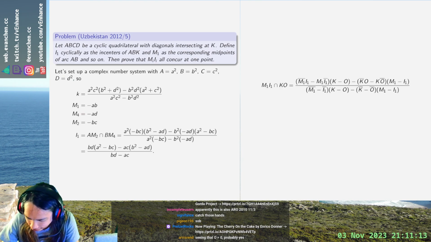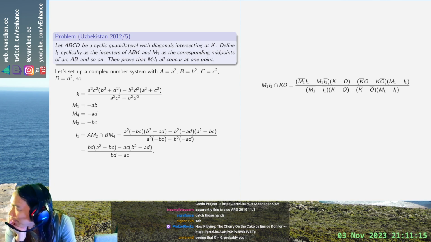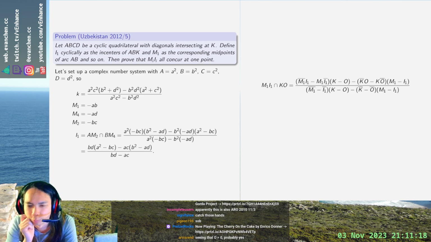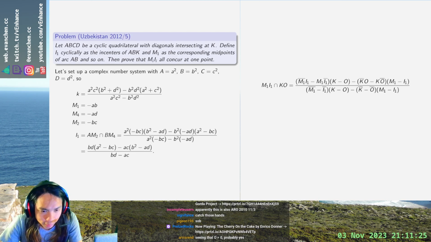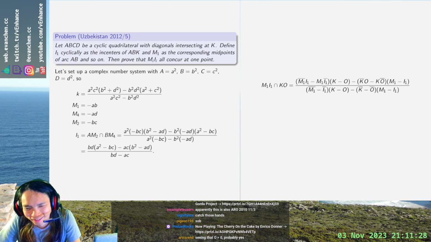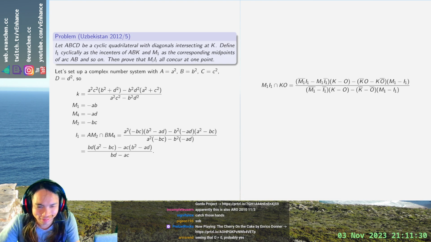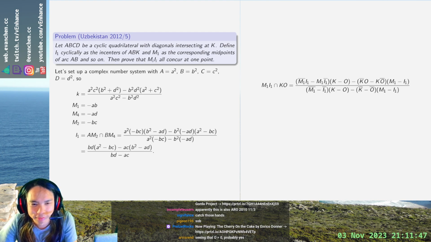Ta-da! The joys of being a math contest kid. There's a lot of useful skills that math contests teach, and knowing this formula is not one of them. Somehow we still remember this formula, which is great. And now what do I do? I'm going to compute M1 minus I1, okay? It seems like that quantity shows up more than once. So it's minus AB minus this piece of junk.